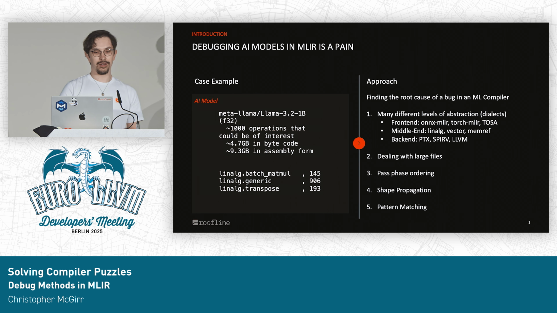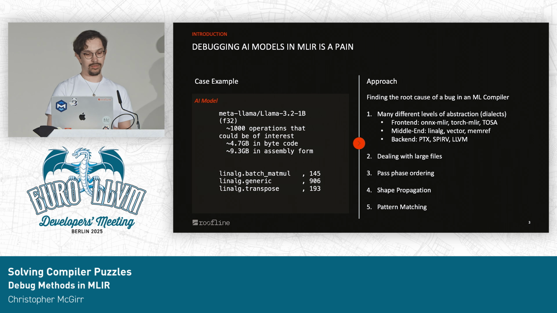So what am I talking about when I say debugging AI models? For example, here I took Llama 3.2 from Hugging Face, ran it through an importer, and got it down to linalg. And you can see here in the bytecode format, it's around 5 gigabytes of code. And if you print it out in a textual format, it's around 10 gigabytes of assembly. So it's quite large, right?